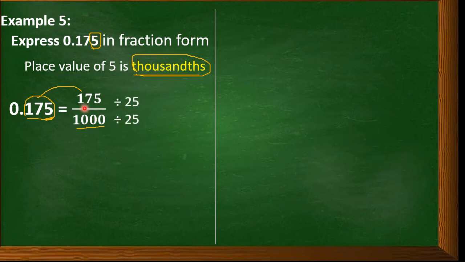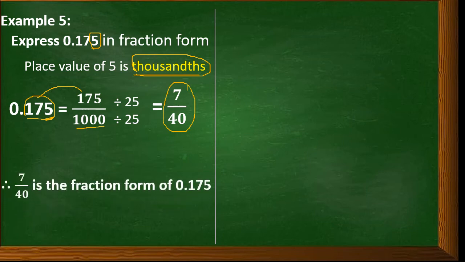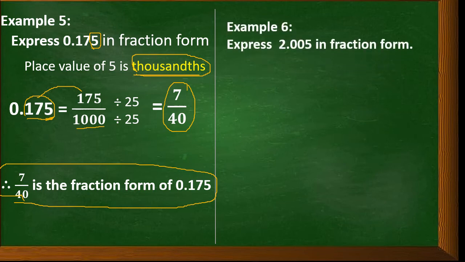Now 175 divided by 25 is equal to 7. Then 1000 divided by 25 is 40. 7 over 40 is the lowest term. Therefore, we can now conclude that 7 over 40 is the fraction form of 175 thousandths. Now let's have example number 6.